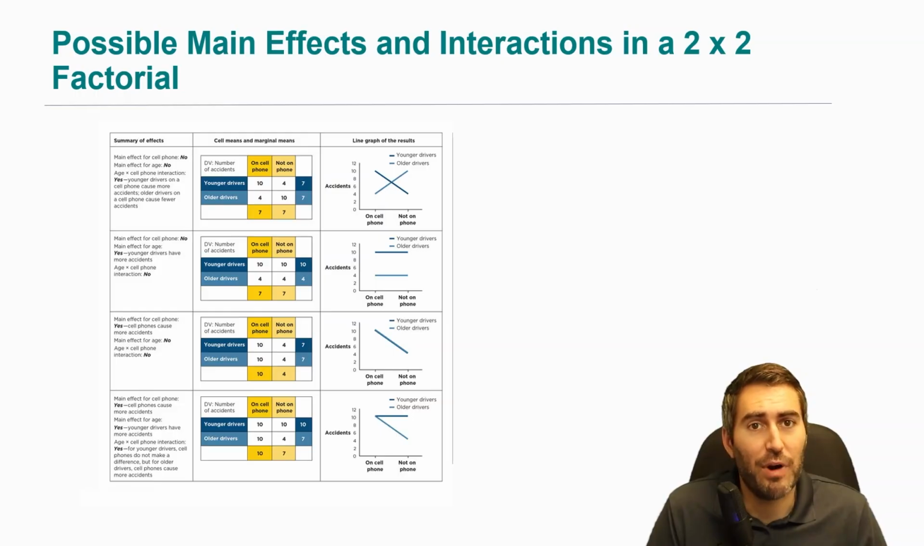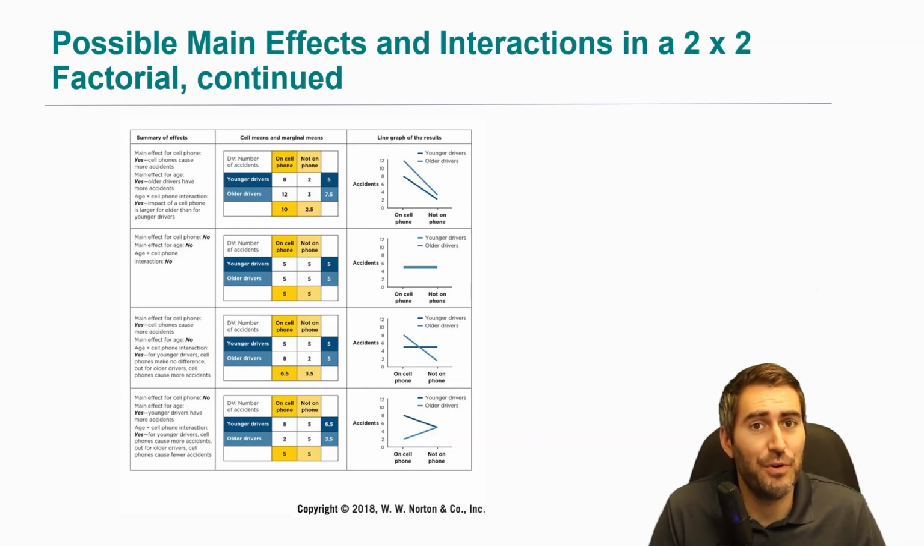This slide is a good reference for the range of possible outcomes from a single 2x2 factorial design. And again, this is just a continuation of the possible outcomes from a single 2x2 factorial design. So we can see that there are a total of 8 possible outcomes when performing a 2x2 factorial design.